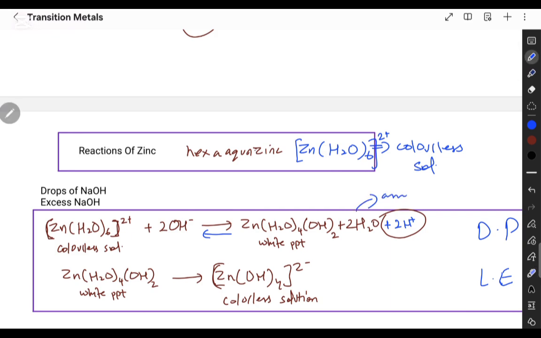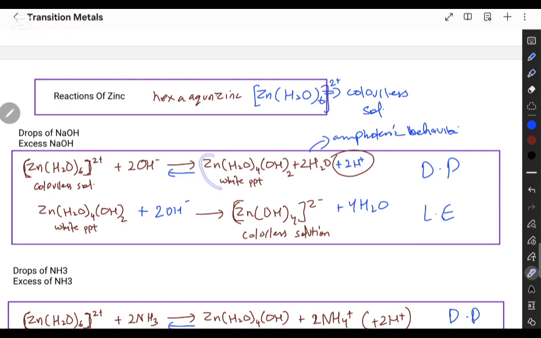That shows us the amphoteric behavior. Now, the same white precipitate which reacts with the 2H plus can also further react with 2OH minus. So it can react with H plus and go back to the colorless solution, and then it can also react with 2OH minus further to give us tetrahydroxo zinc. So we can have this forming, and this is again a colorless solution.